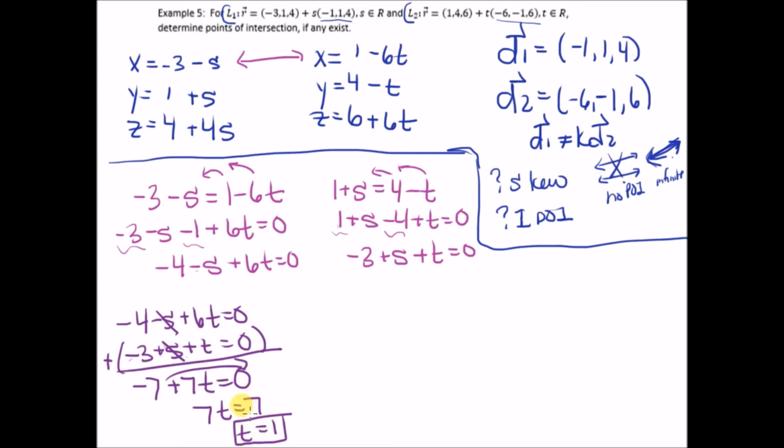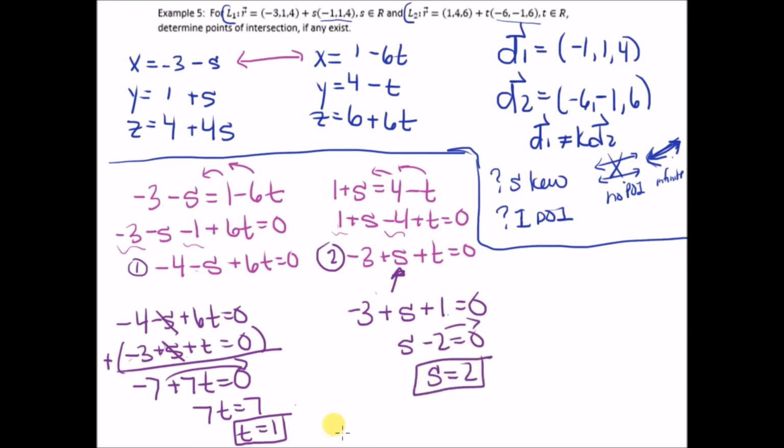Okay, so the parameter t equals 1. Let's sub that 1 back into this equation, and it doesn't matter if you want to sub it into equation 1 or equation 2. You'll get the same answer. Okay, so let's sub that in. Negative 3 plus 1, I get negative 2. Bring that over, I get s equals 2. So now I have the two parameters, t equals 1 and s equals 2.